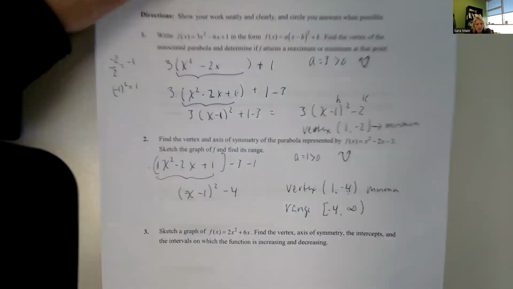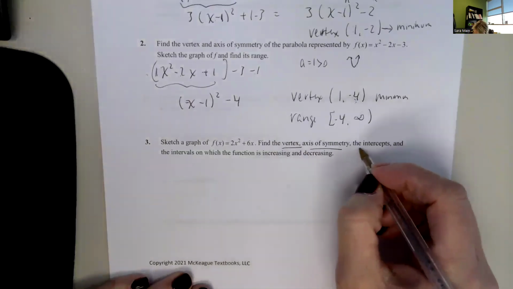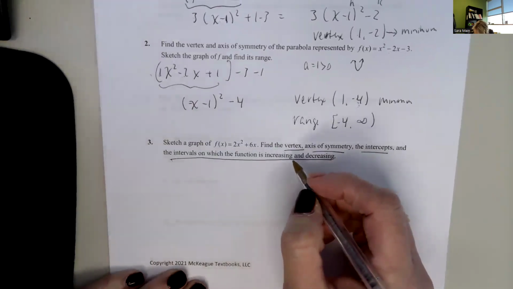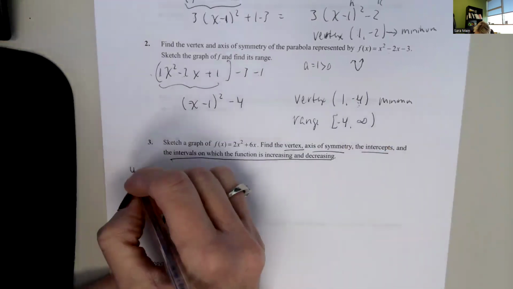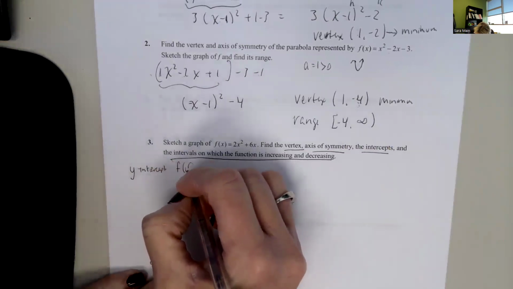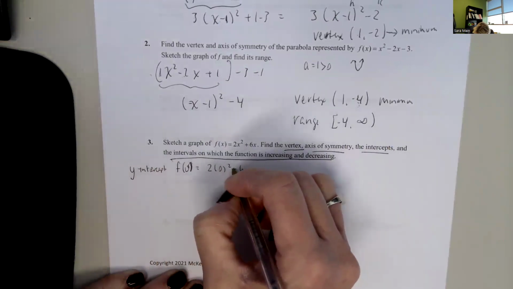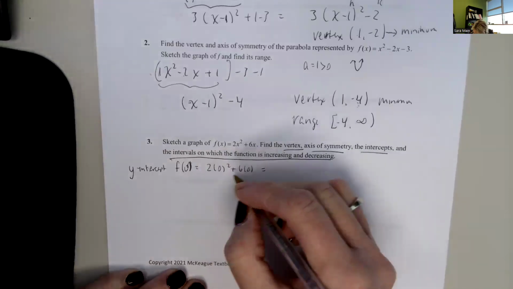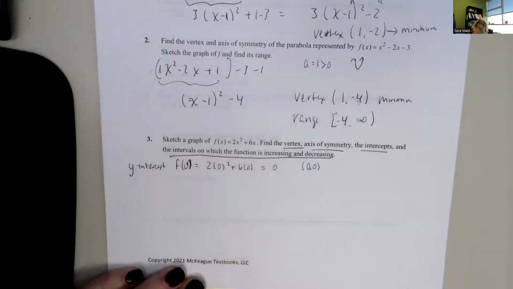Okay, let's look at this video. Sketch a graph of this function, find the vertex, axis of symmetry, the intercepts, and the intervals on which the function is increasing and decreasing. Okay, so I'm going to find the y-intercept first. That's f of 0. I'm just putting in 0 for x, and both of those multiply to 0. So we have a y-intercept at 0, 0.